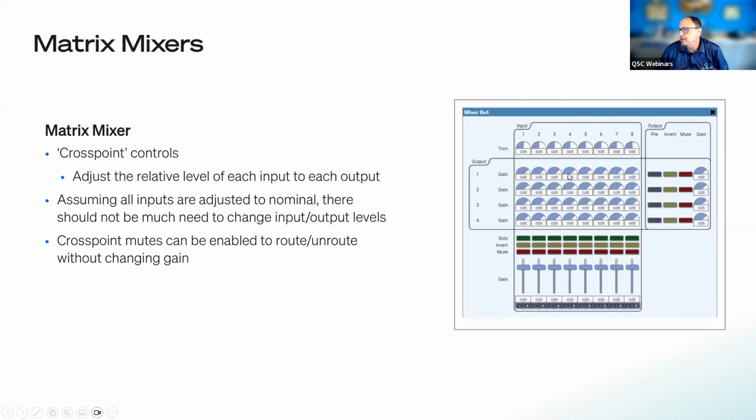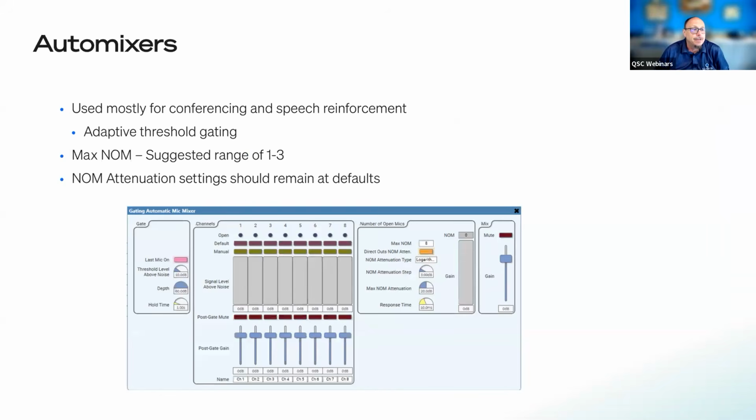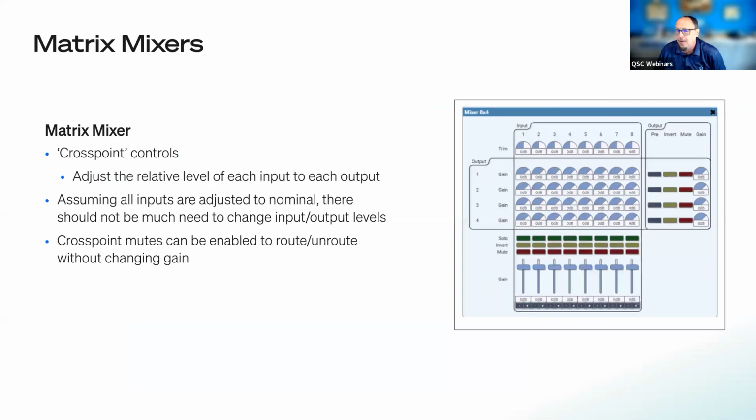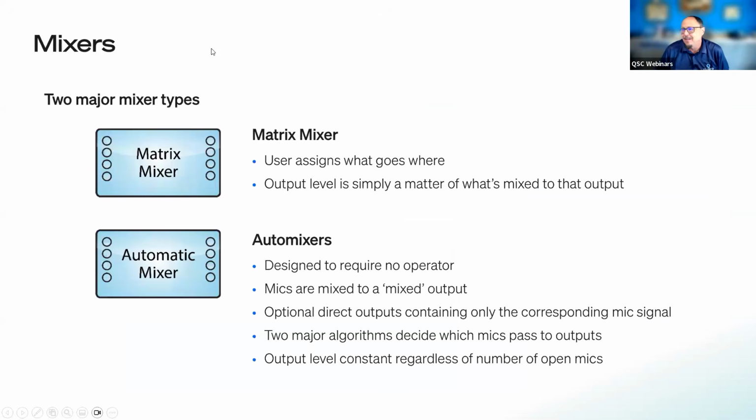The other thing on the matrix mixer is you can set it to have cross point mutes if you want, and essentially -100 turned all the way down is off, considering you're not making that cross point. Auto mixers are used mostly for conferencing and for speech reinforcement, and they have adaptive threshold gating, right? So we recommend a max number of open mics, or NOM, of somewhere between 1 and 3. And one of our engineers on the team says, if you've got more than 3 people talking, it's no longer a meeting, it's an argument. So that's where we're at on that.